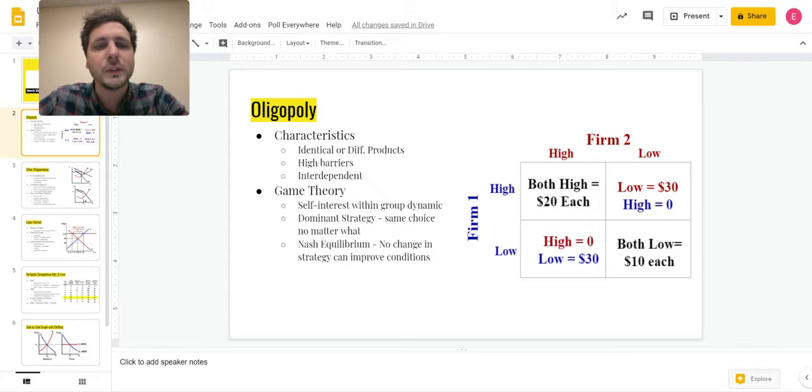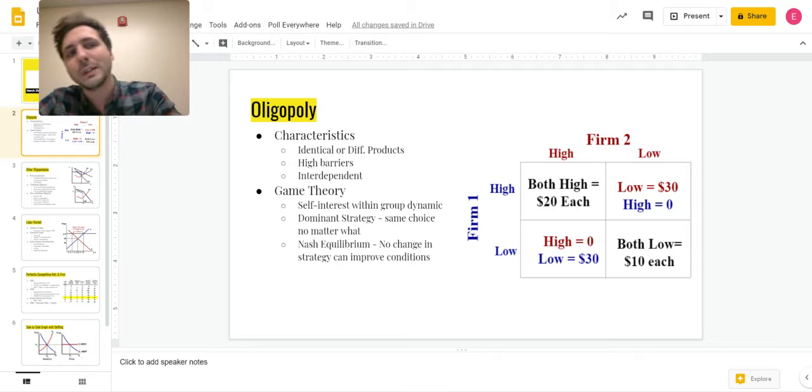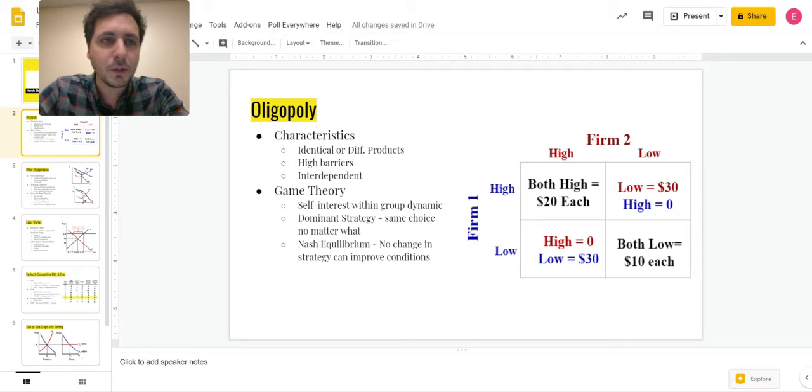So a couple of their characteristics you need to know. Know that they all produce identical or slightly differentiated products. It's really not a defining characteristic, but really they produce substitutes of one another's goods. So if you buy my good, then you don't need to buy their good, for example. So they're producing substitutes with the other goods in the oligopoly.